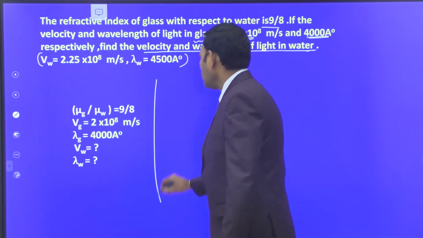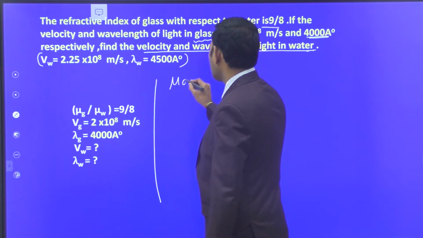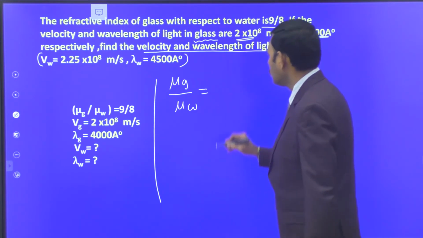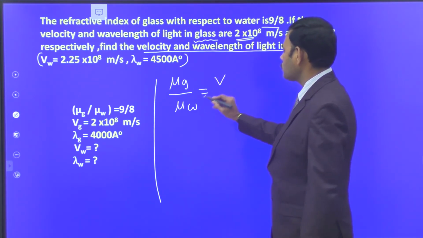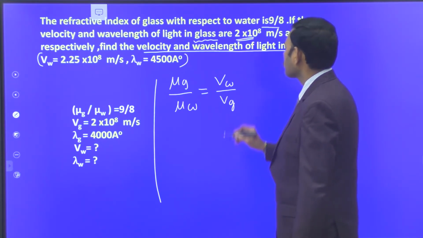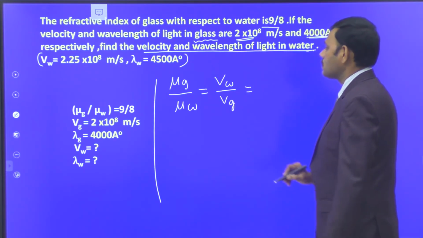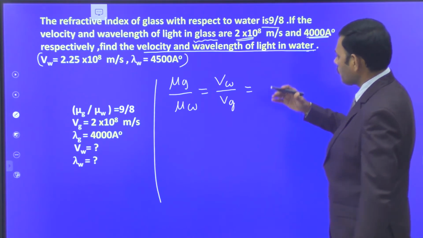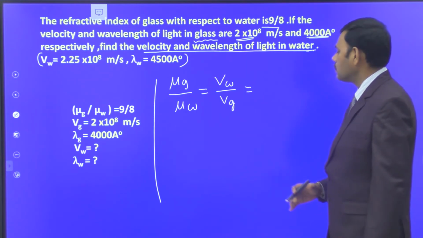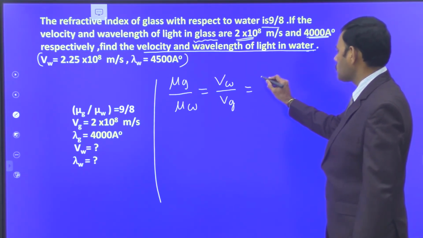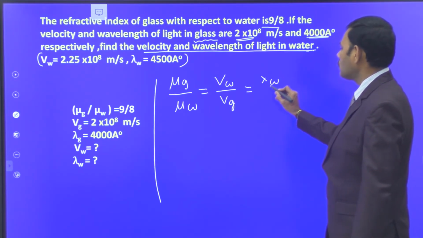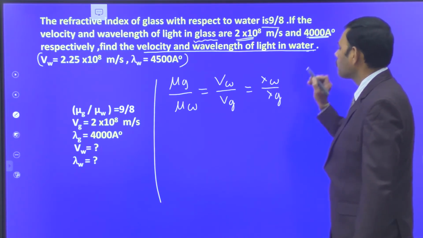So we know that velocity and refractive index are inversely proportional. Therefore, refractive index of glass with respect to water is equal to the ratio of velocity in water to the velocity in glass medium. Mu and velocity are inversely proportional, and as refractive index goes on increasing in a denser medium, velocity goes on decreasing. Wavelength is also inversely proportional to refractive index. So this is also equal to the wavelength in water divided by wavelength in glass medium.